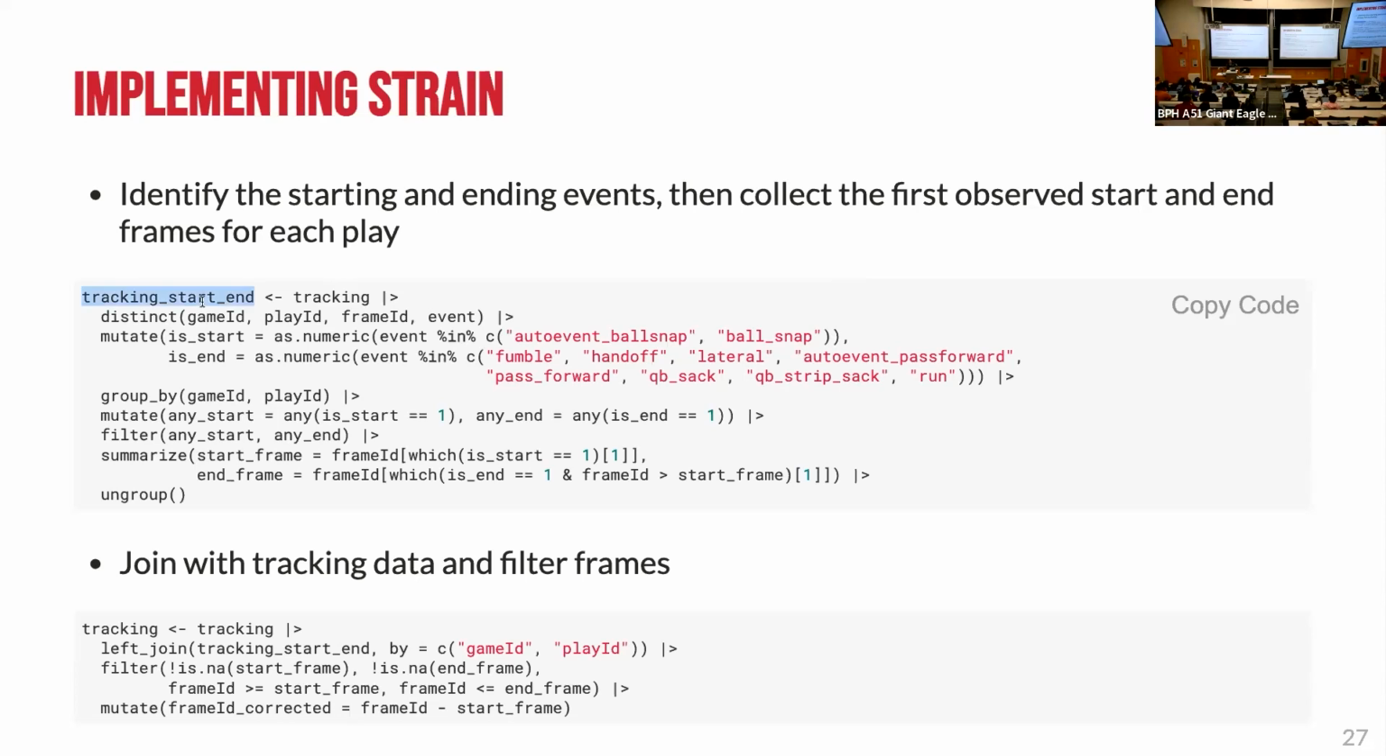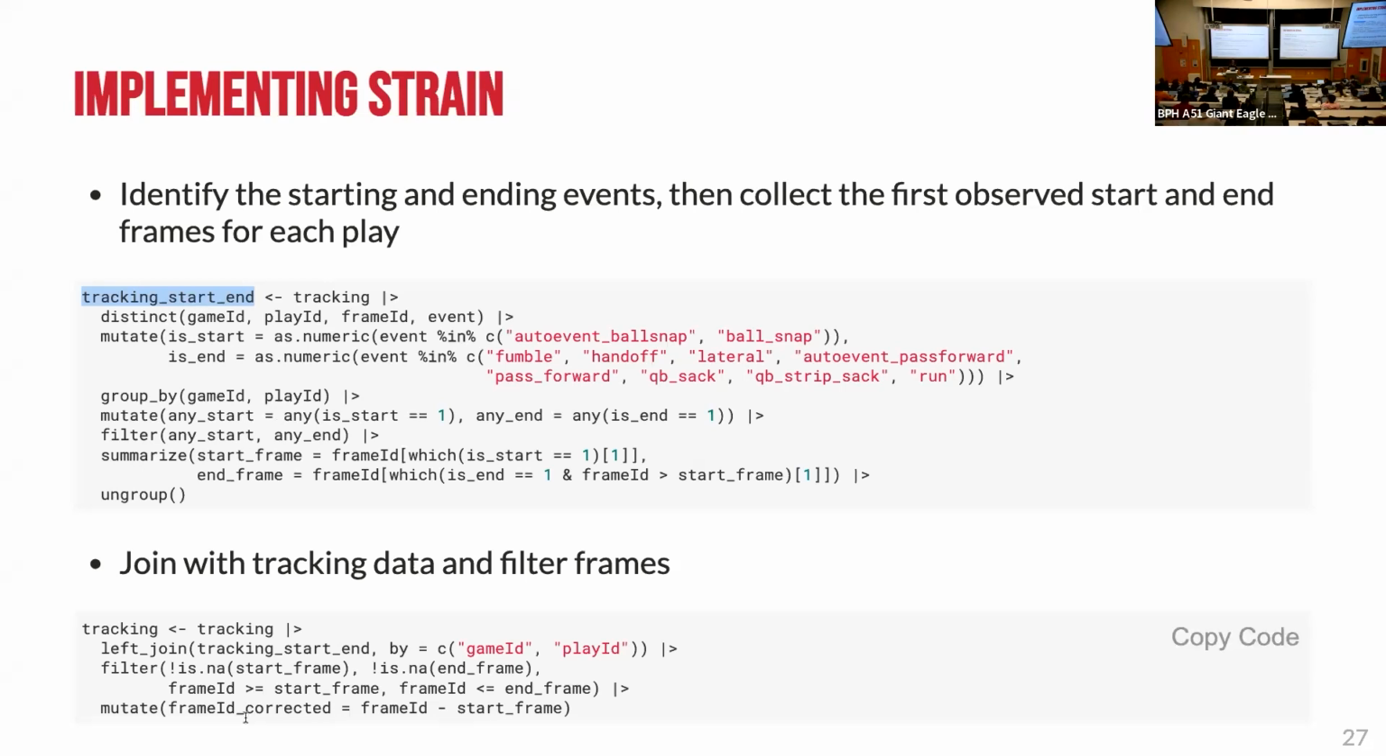I store all of this in a separate data set called tracking start end, which consists of 4 total variables: the game ID, the play ID, the starting frame of the play, which is just the ball snap, and also the ending frame, which is the QB event. Once we have this data frame, we can join it back to the original tracking data set that I named earlier as tracking, and then filter out everything that is not between these two instances. In other words, I filter out everything before the ball snap and after the QB event. We just want to keep everything in between.